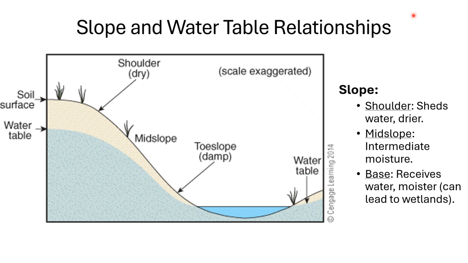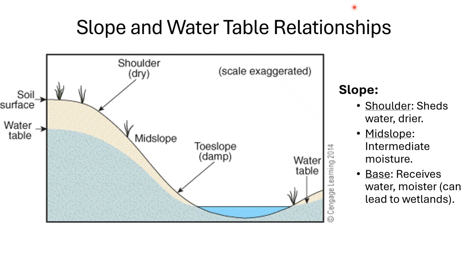Water can collect here, even creating wetlands where organic matter can accumulate. This is important to remember next semester when we're trying to delineate wetlands. Topography is an important thing to look at. Now, mid-slope soils are somewhere in between. The water table also tends to be deepest at the shoulder and closest to the surface at the base of the slope and in depressions.